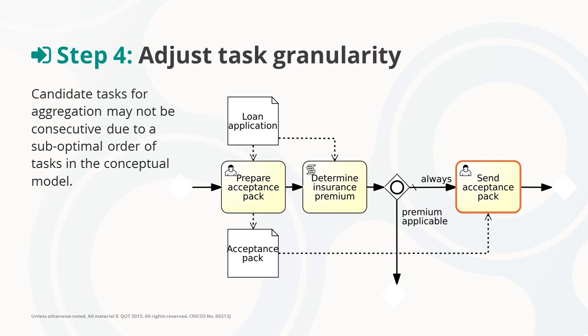However, the to-be model actually contains another task in between these two, which is determine insurance premium. This is a script task. Now, clearly, it would be more natural to send the acceptance pack soon after preparing it. So we can aggregate these two tasks into a single one, but we need to change their order.